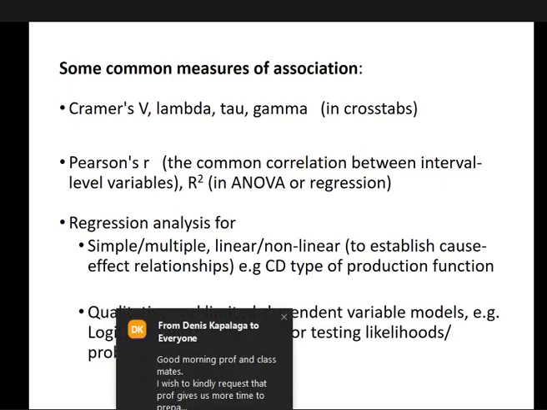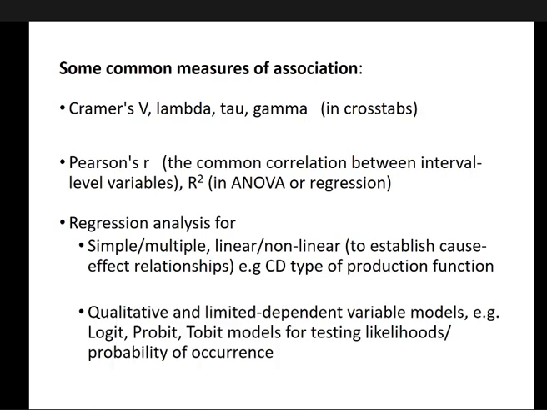We also have qualitative and limited dependent variable models under regression analysis. You could have heard about logit models, probit models, and other models. They also appear in different forms, but largely these models test the likelihood of an event occurring.